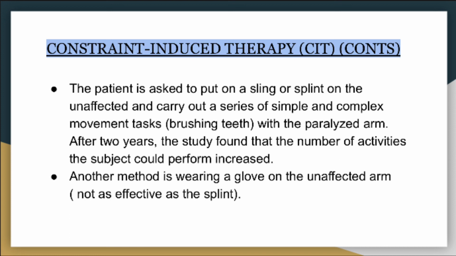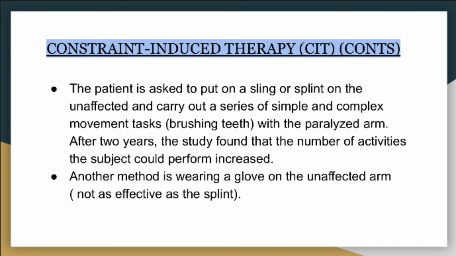The success of the program led to the belief that it could be used to rehabilitate persons who have suffered strokes. The patient is asked to put on a sling or splint on their unaffected arm and carry out a series of simple and complex movement tasks, for example, brushing teeth with the paralyzed arm. After 2 years, the study found that the number of activities the subjects could perform increased.